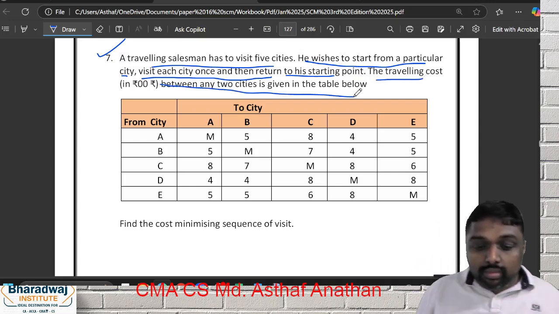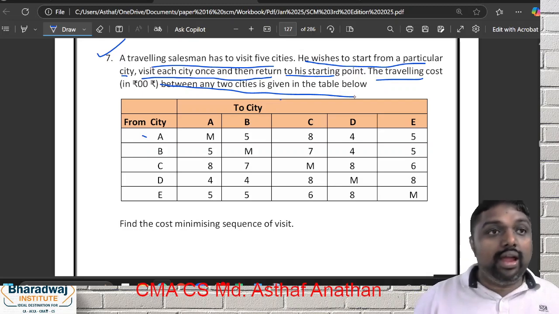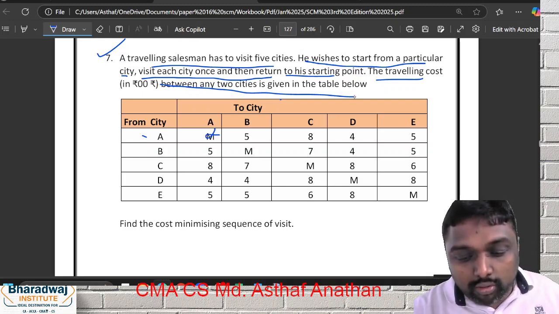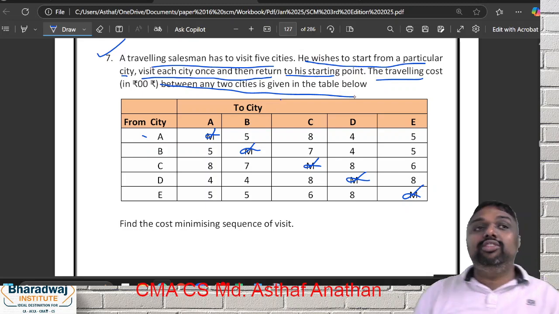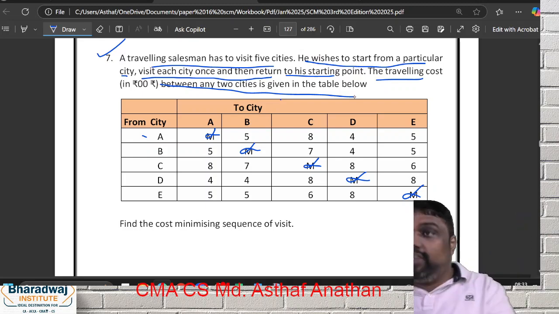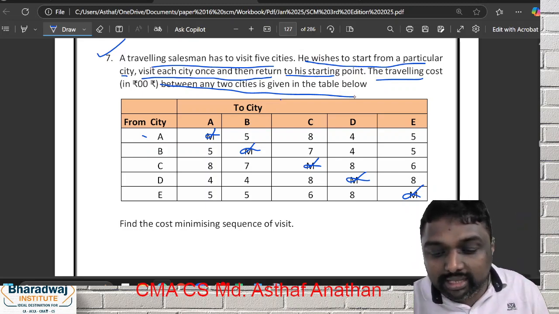See, this is city, this is city. So what happened now? These entries, all marked M, are called infinite. That means A to A is not required, that kind of thing. This is A to A, B to B, C to C.